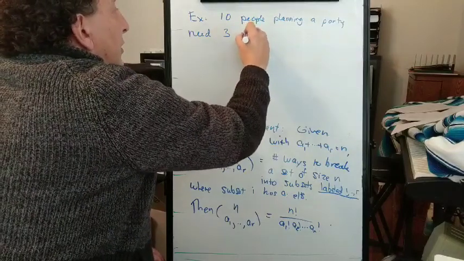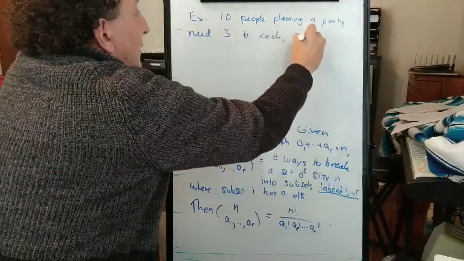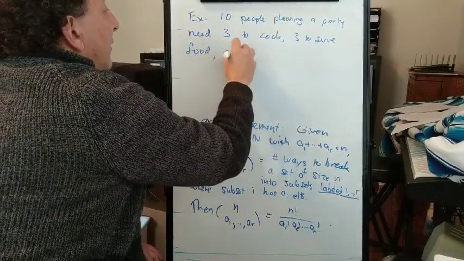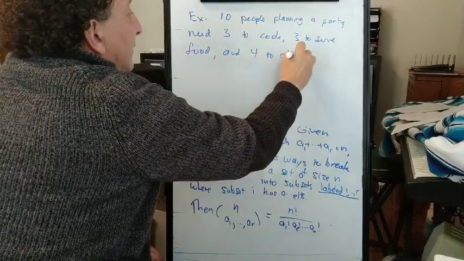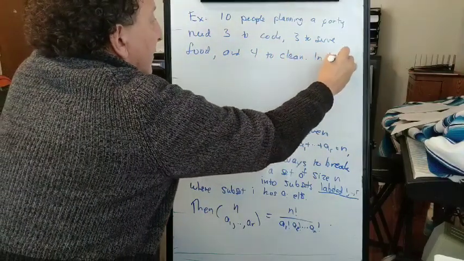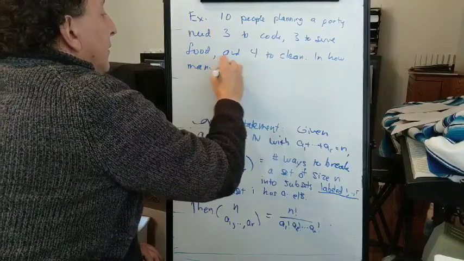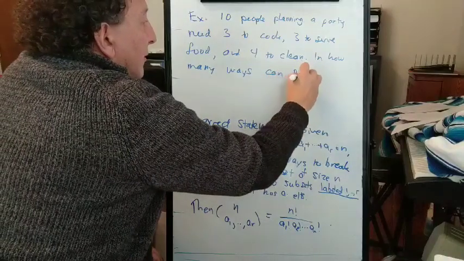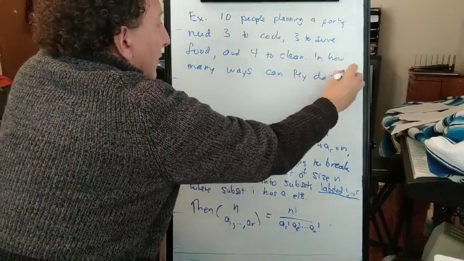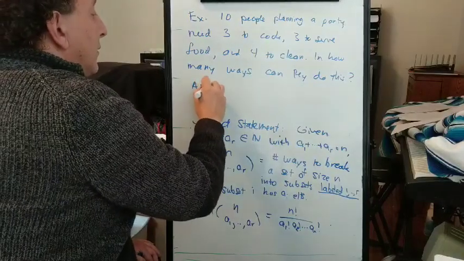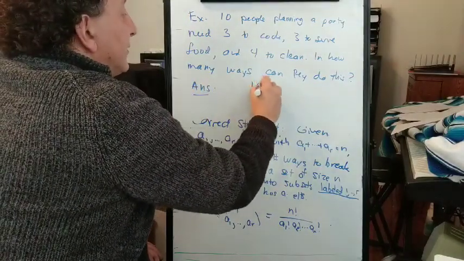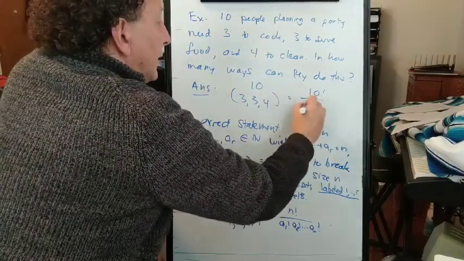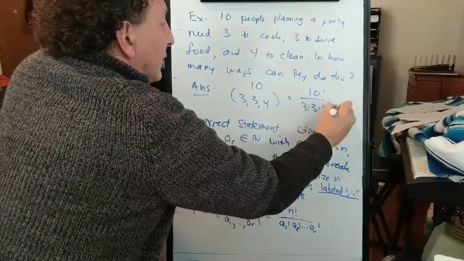Need 3 to cook, 3 to serve food, and 4 to clean. We'll ask in how many ways can they do this? The answer is 10 choose 3, 3, 4, which again is equal to 10 factorial over 3 factorial, 3 factorial, 4 factorial.